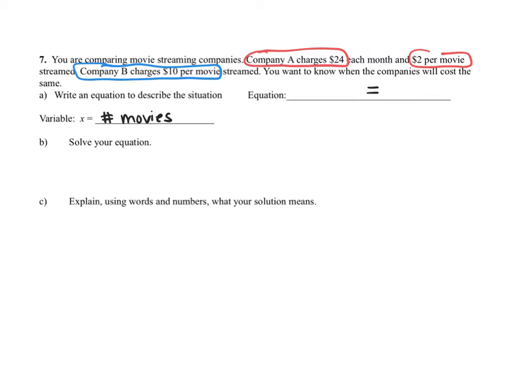So for Company A, it would be 24 plus 2x. And for Company B, it would just be 10x, because it's $10 per movie. So I would take the number of movies and multiply it by 10. So this is my equation.